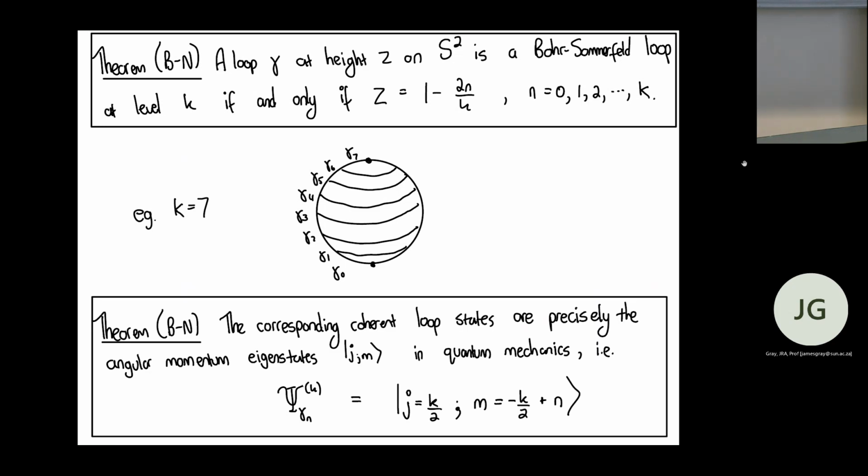And then the next theorem is that the corresponding coherent loop states associated to those loops are precisely what physicists call the angular momentum eigenstates in quantum mechanics. Physicists write down things like this when they're studying angular momentum. These are vectors in a certain vector space. They don't really have a geometric understanding of this. They wave their hands a bit. But in the end, this is algebra for them. But we're giving a concrete geometric interpretation for these vectors as being the coherent loop states associated with these loops in S2.